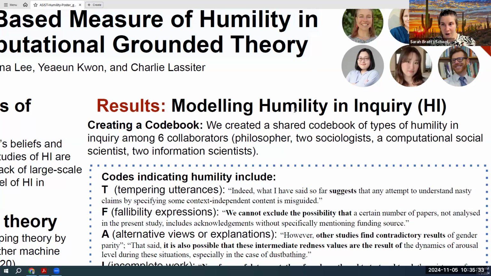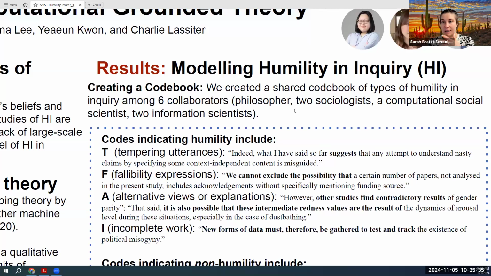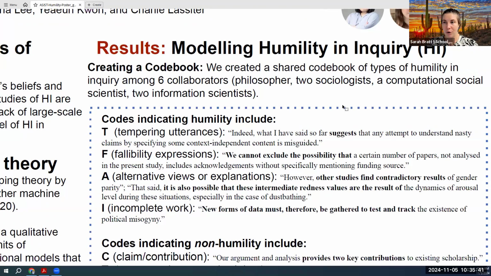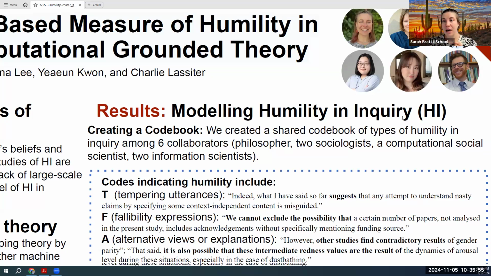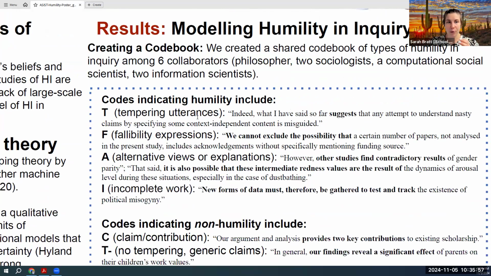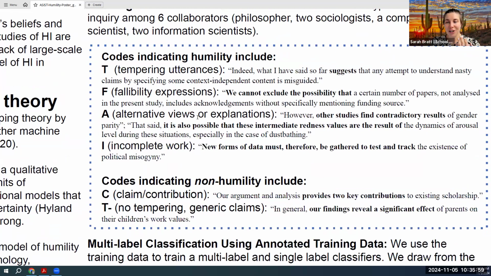So this codebook is ongoing, but right now we're getting a bit of saturation, as you might hear in some of the qualitative literature. And so we have this shared codebook where we came to actually 6-person consensus, which I know sounds pretty crazy. We still need to calculate the inter-annotator agreement, but for now, we're just identifying the sentences which we all come to an agreement on. And again, this is multi-label. So what does our codebook look like?